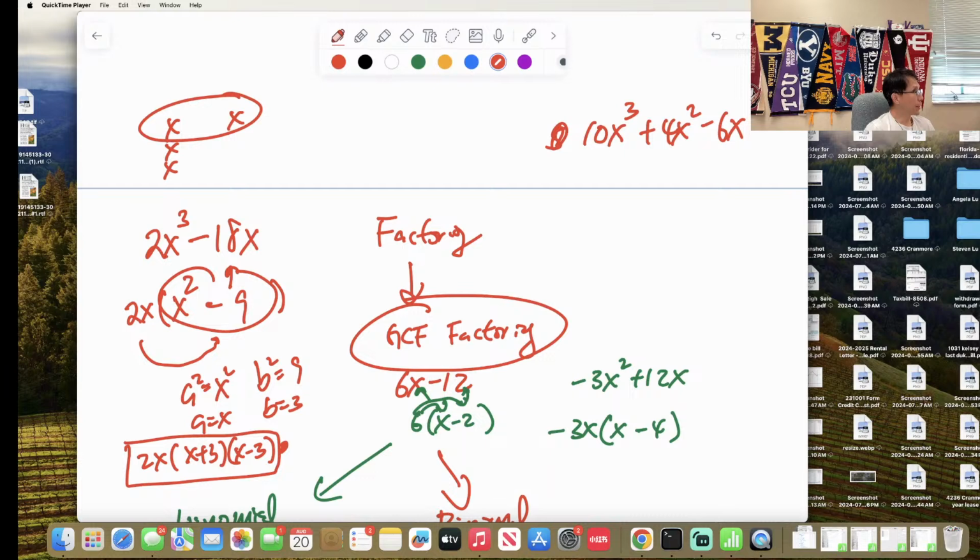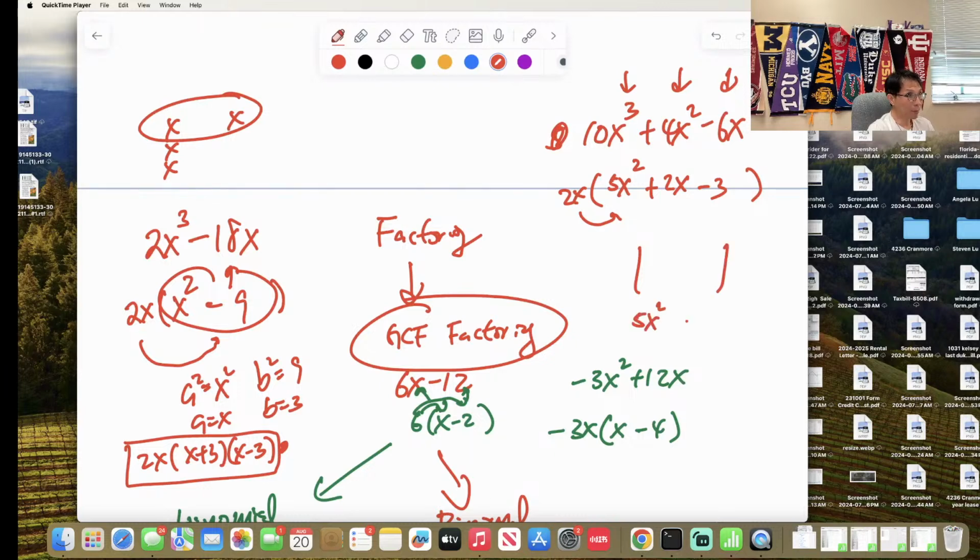So what's the GCF here? 2x, because they all have x, right? And they all have 2. Does that make sense? So you can take out 2x. If you factor out 2x, think about it: 2x times what equals 10x cubed? 5x squared plus 2x minus 3. So then I can use the box method now. You guys did that?